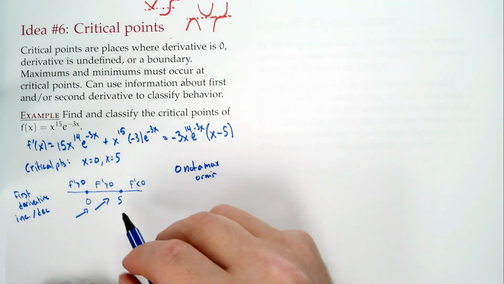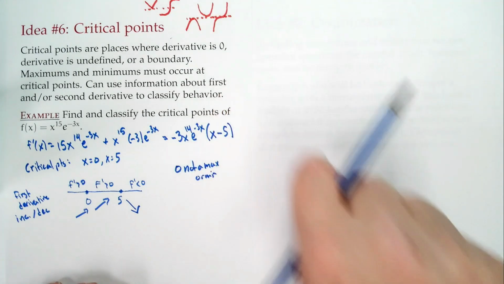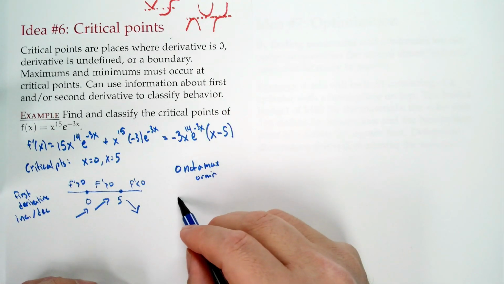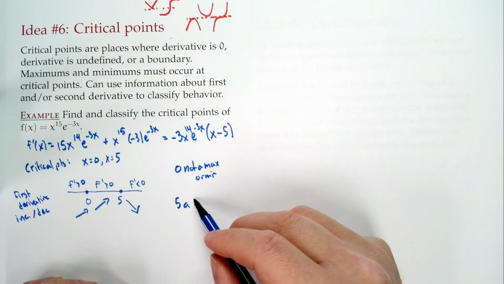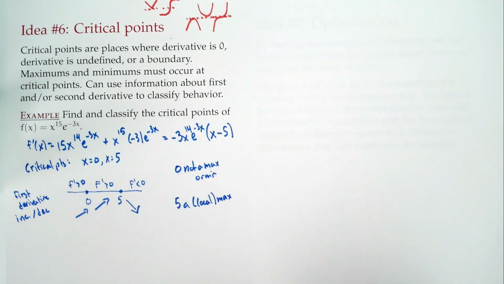Okay, what about 5? Well, at 5 we go up, then we go down. So if you're going up, then you go down, that says that 5 is a max. In fact, you can say it's a local max, but you can even be more assertive and say, not only is it a local max, it's a global max. Because everywhere before 5 you're going up, and everywhere after 5 you're going down, and therefore 5 is the largest your function can ever get. This is the nice thing about calculus, you can answer questions about what's the largest value, what's the smallest value. All right, so that's the classification.